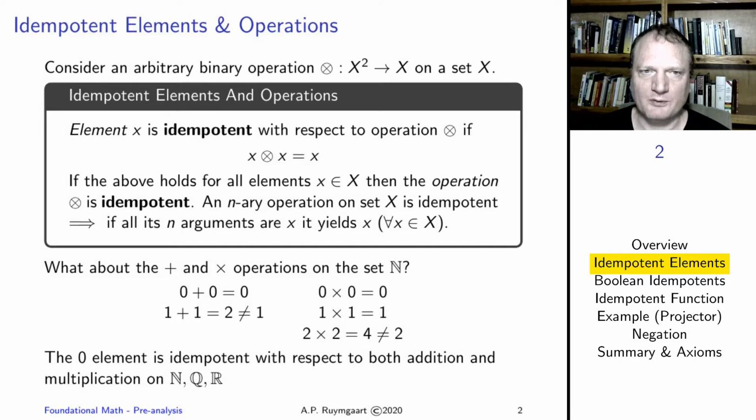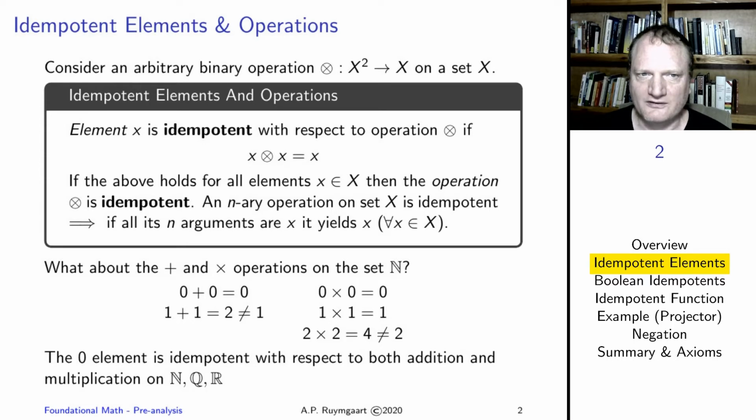And again, we will consider an arbitrary binary operation O times that maps ordered pairs in X squared, the Cartesian product of the set X, back to single elements in the set X. An operation is a function that's closed on all elements of the set, so it's defined on all ordered pairs of inputs resulting from X squared.